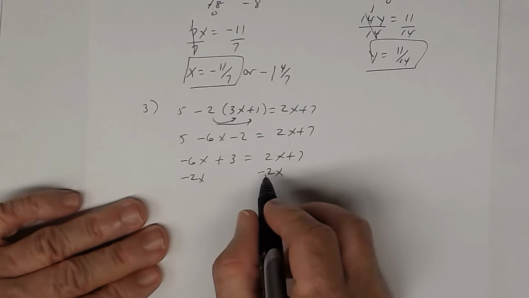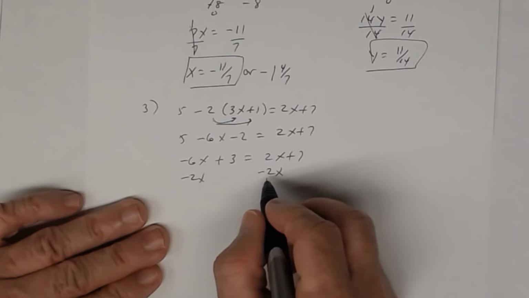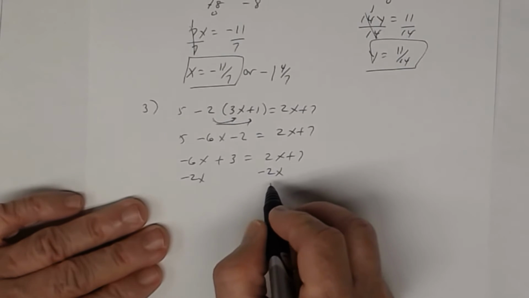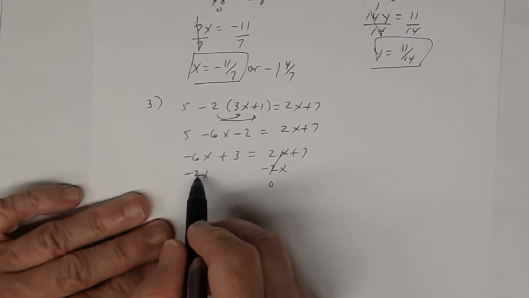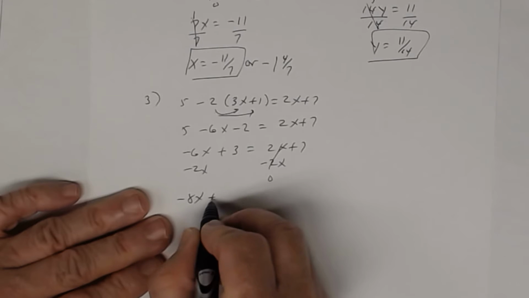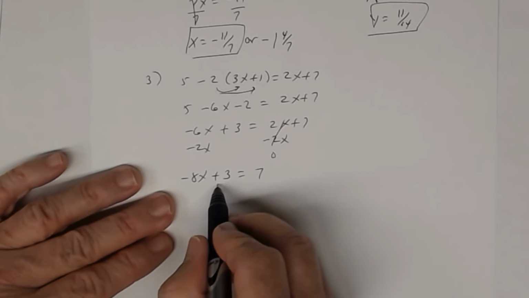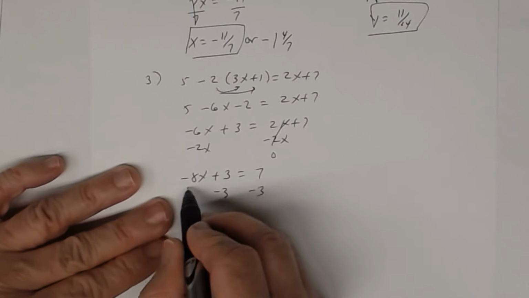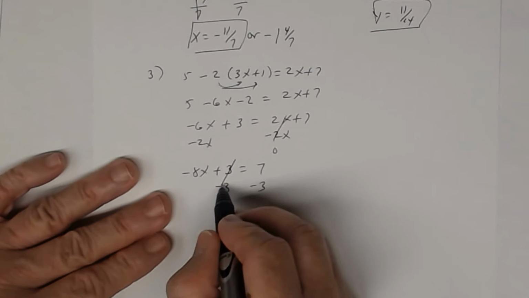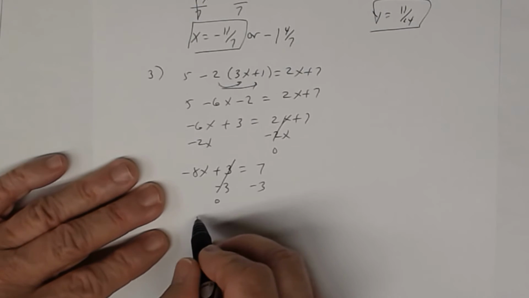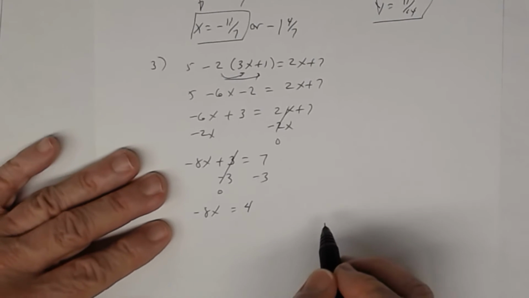Adding 2x is not going to help because 2x plus 2x is 4x. You want to get this to be 0, so you got to subtract 2x. So now that's 0. Combine like terms here. A -6x and a -2x is a -8x plus 3 equal 0 plus 7 is 7. And then subtract 3 from both sides to get the variable term by itself. Right now I'm adding 3. The opposite is to subtract 3. Combine like terms. This is 0. I get -8x equal 7 subtract 3 is 4.